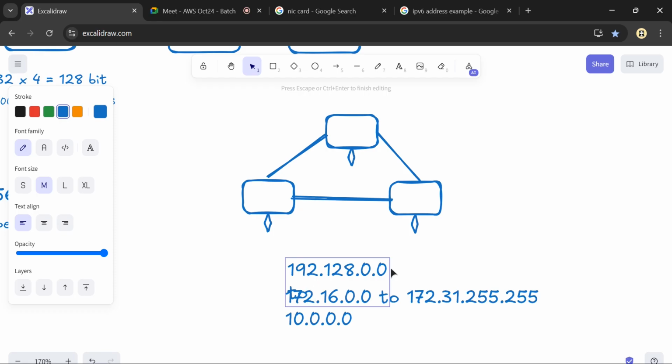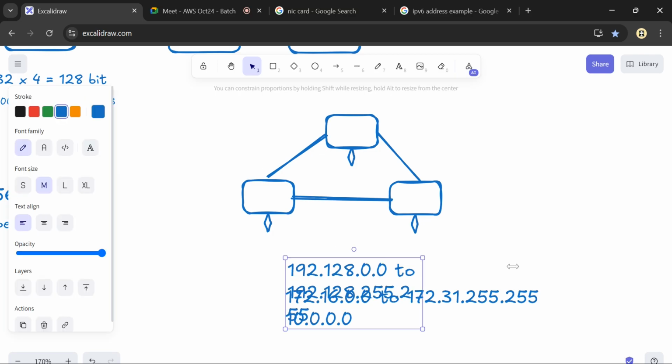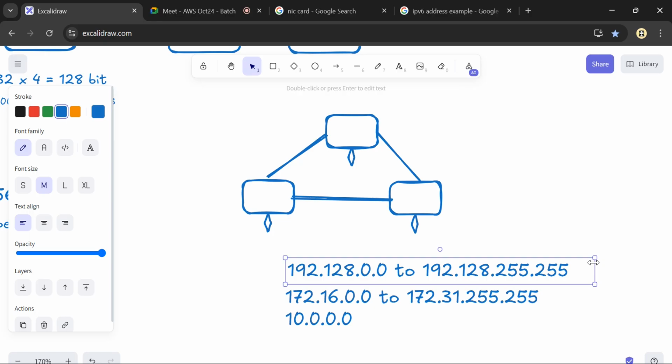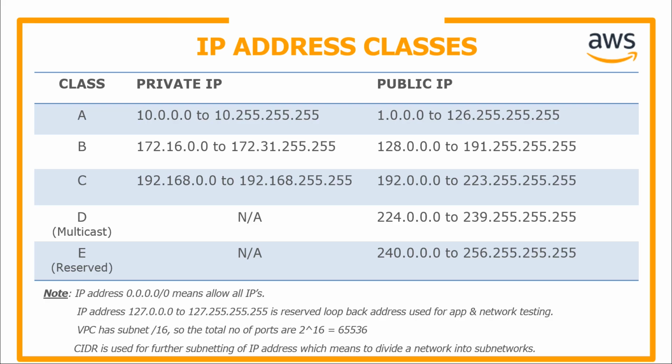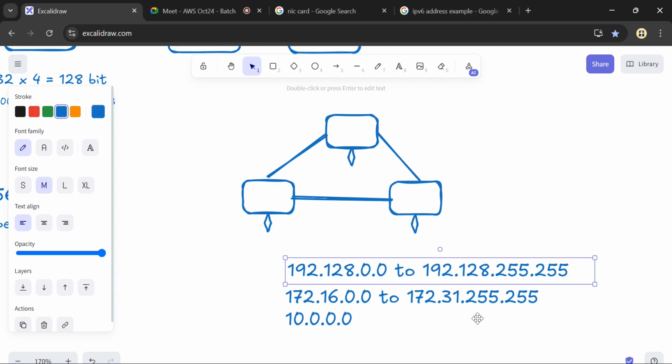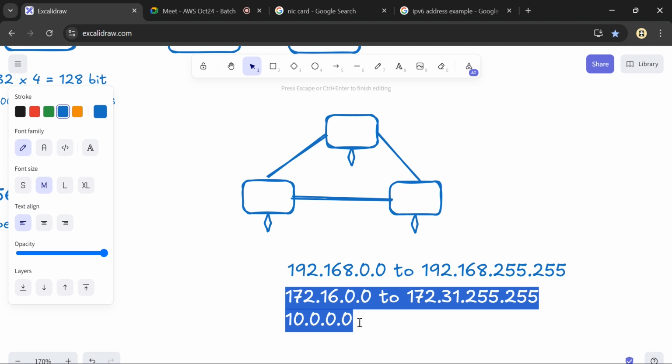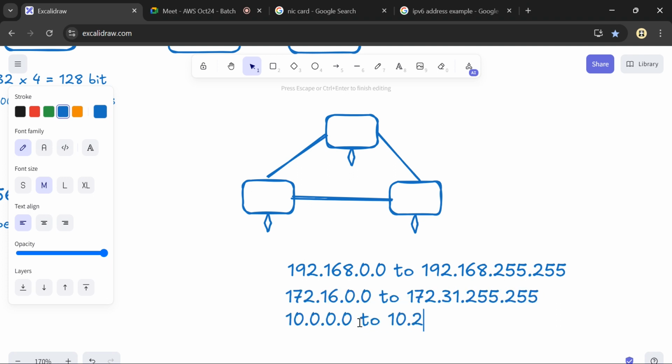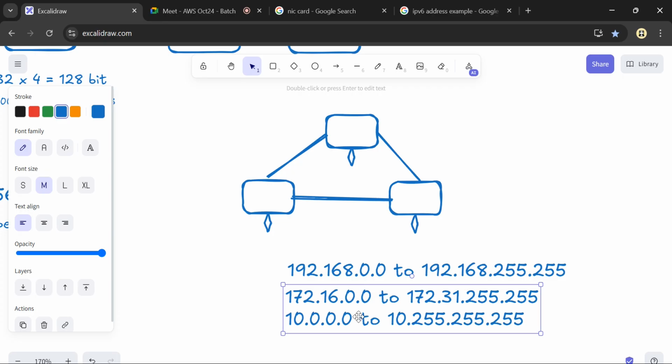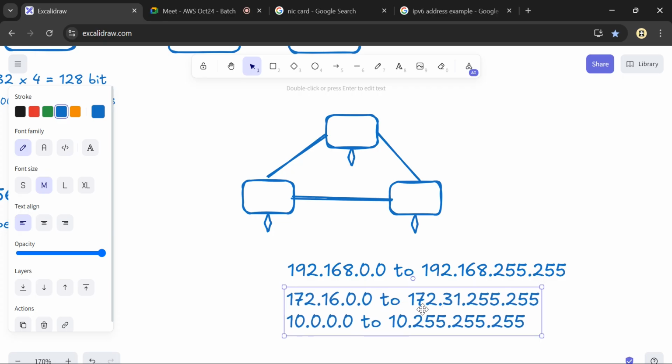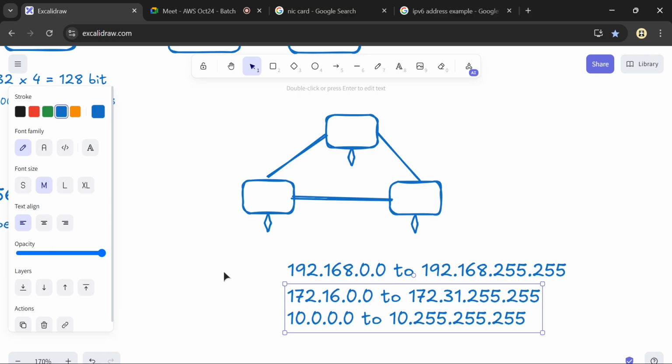And this will be from 192.168 to 192.168.255.255. Sorry, 168. And this will be from the range 10.0.0.0 to 10.255.255.255. So I'm just telling you the range. It will start from this, it will end at this. These are some private IPs.